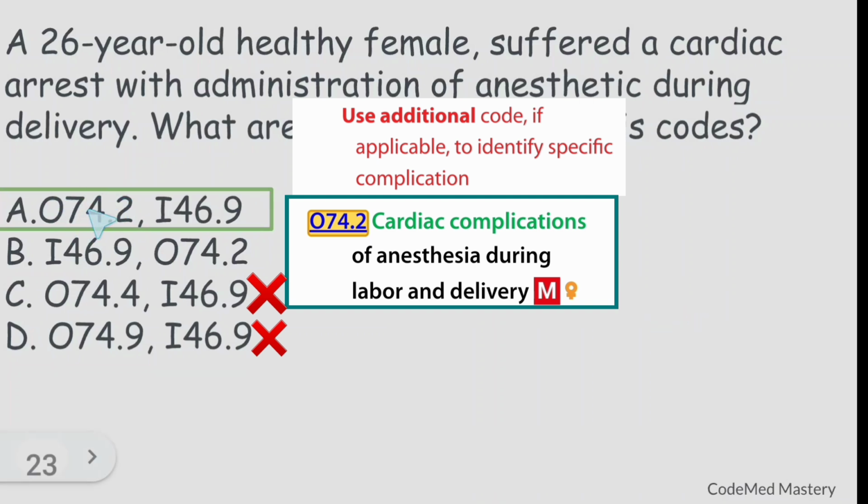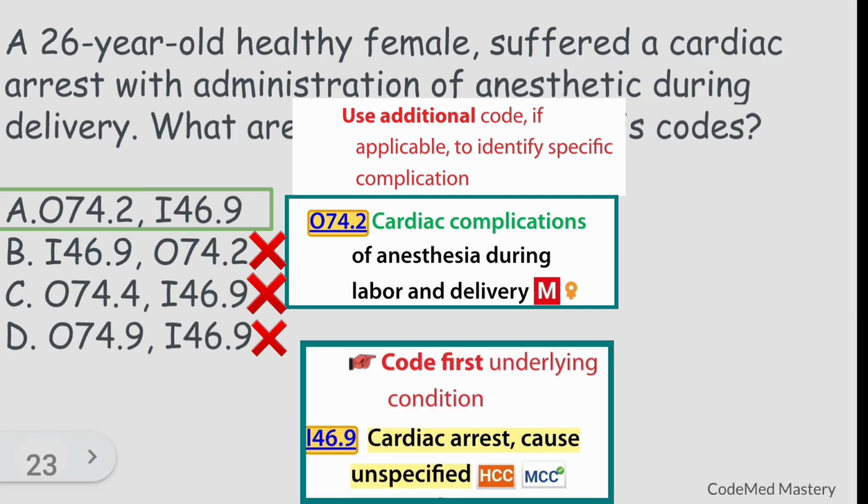And remember the guideline, O codes have sequencing priority over codes from other chapters. So we have to always sequence the O codes first. That is from chapter 15. Right? And in option A, the second code I46.9 is for cardiac arrest unspecified. In the scenario, the patient has suffered a cardiac arrest with administration of anesthetic during delivery. So we have to code I46.9 to specify cardiac arrest. Therefore, the right answer is option A.